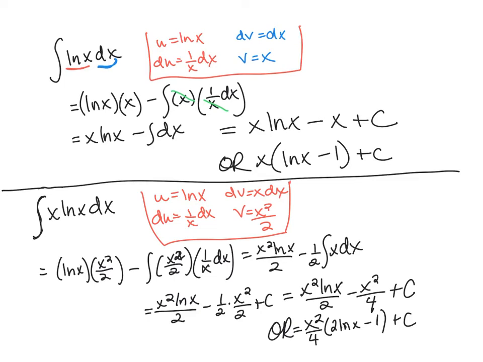Now ask yourself, what are my parts here? I have to have 2 different parts. Well, the only 2 parts are the ln of x and the dx. And I've been saying all along, don't forget your dx. He's really, really important, and this is why: in this problem, he's one of the parts.